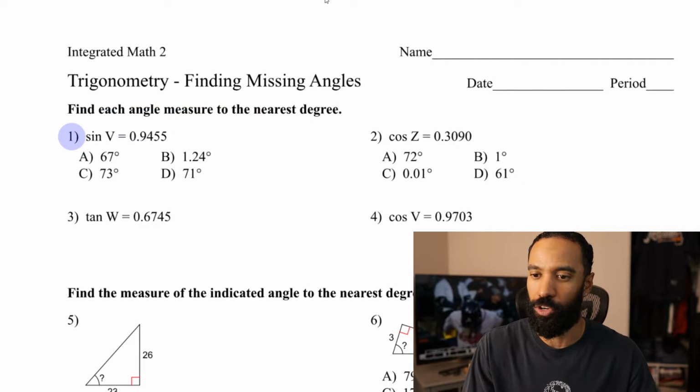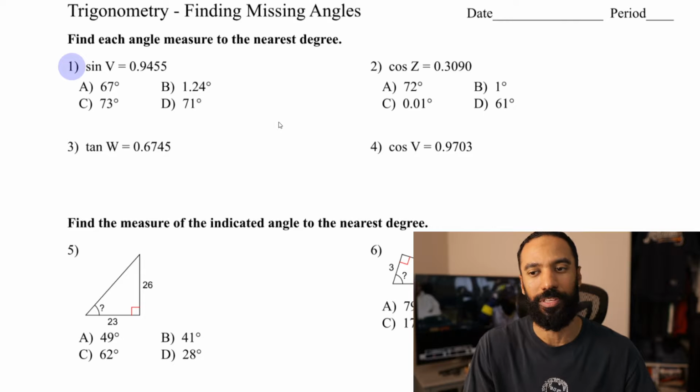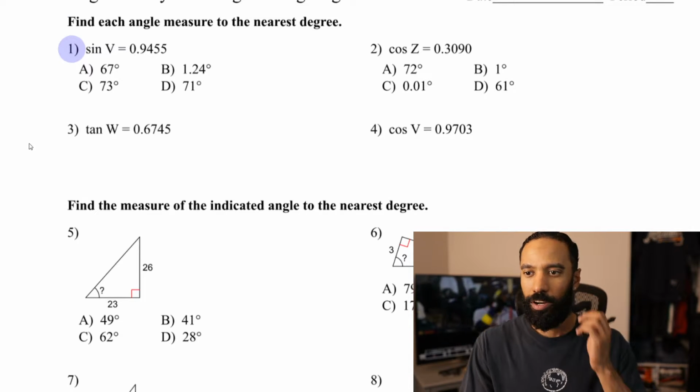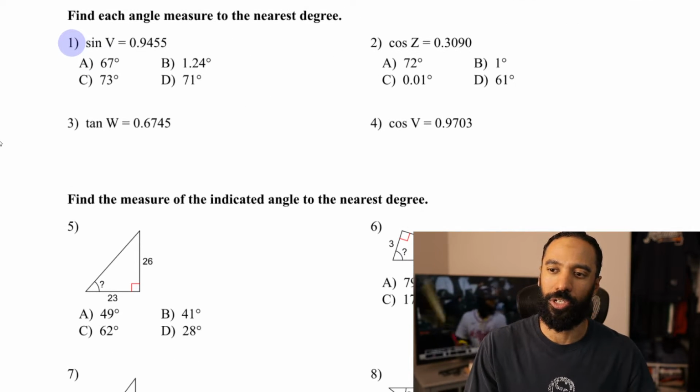So get your calculator ready, download this PDF below, this worksheet of 12 problems on the front and 4 word problems on the back side, and we'll go ahead and go straight to it. Now, I am assuming that you've seen this kind of material before. I want to be able to solve these things, that's all. All right, we're going to find each angle measure to the nearest degree.